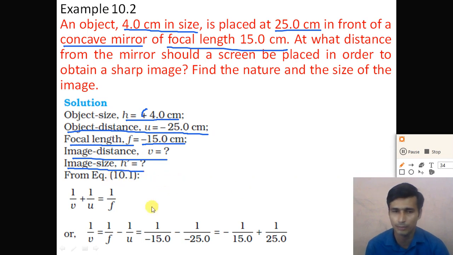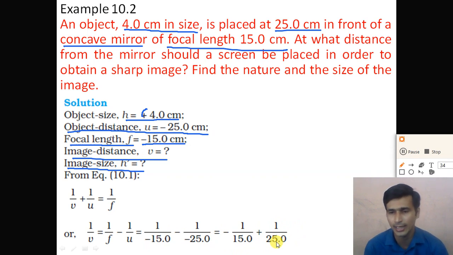So what is the mirror formula? According to the mirror formula, 1 by v plus 1 by u is equal to 1 by f. So from that, 1 by v is equal to 1 by f minus 1 by u. So we put the value of f is equal to minus 15. So 1 divided by minus 15 minus 1 divided by the object distance u, which is minus 25. So here minus minus we take as a plus. So we get minus 1 by 15 plus 1 by 25.